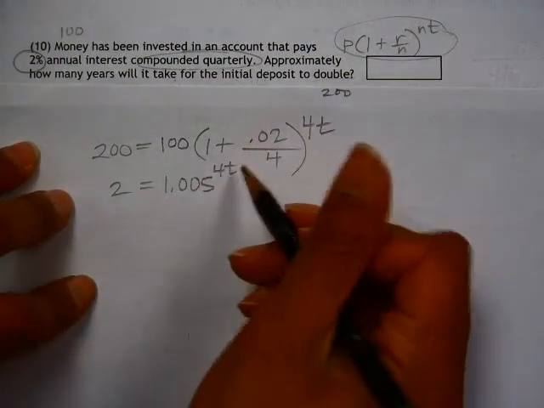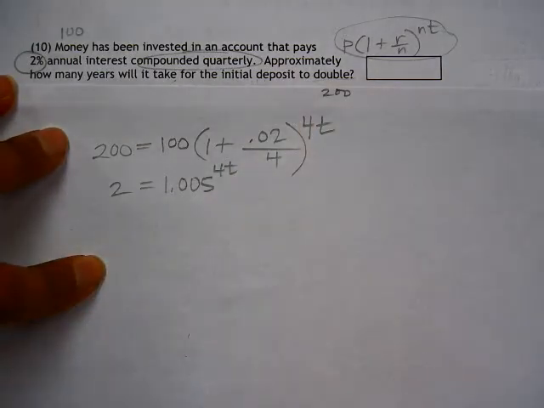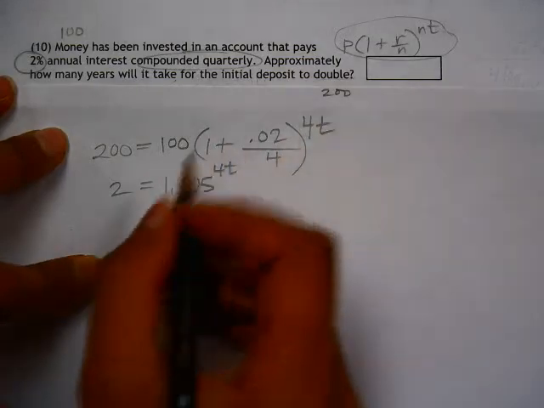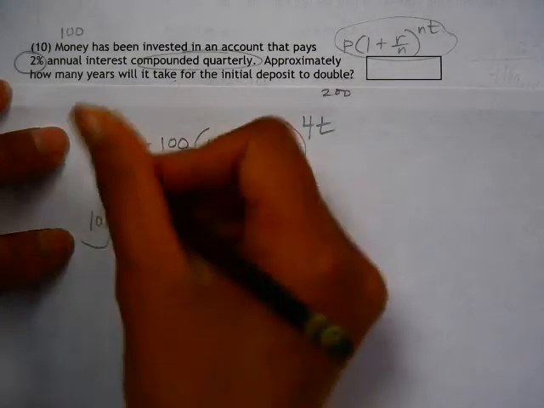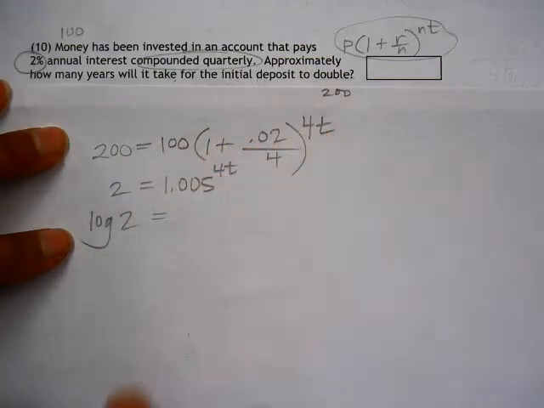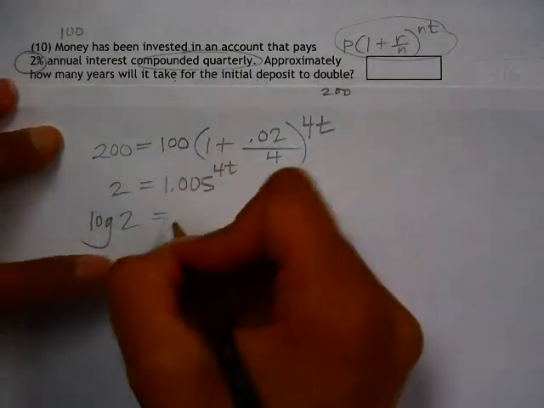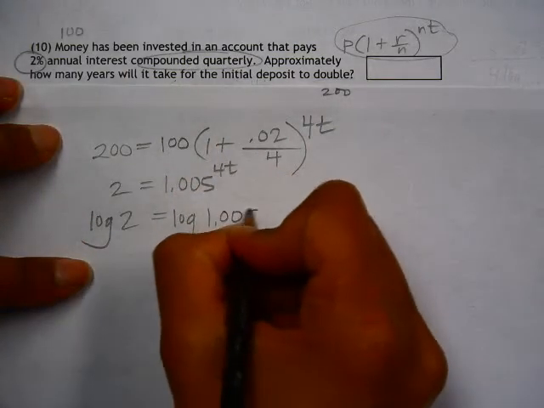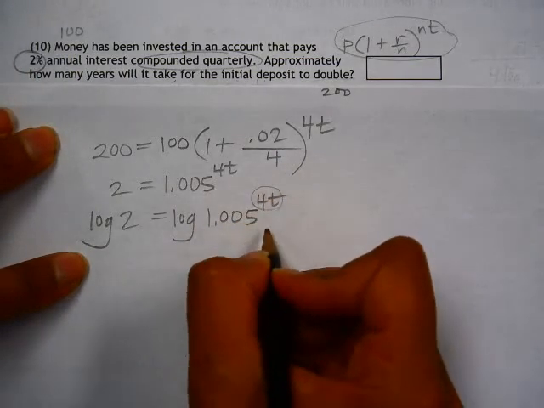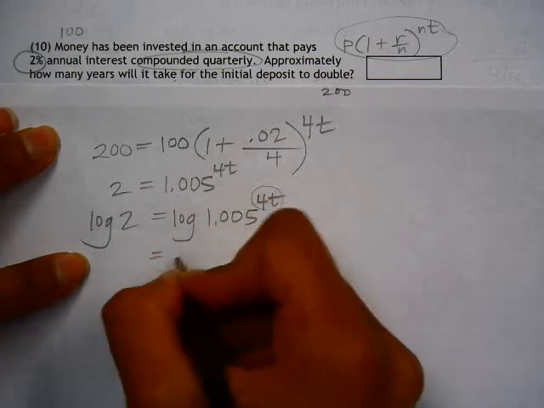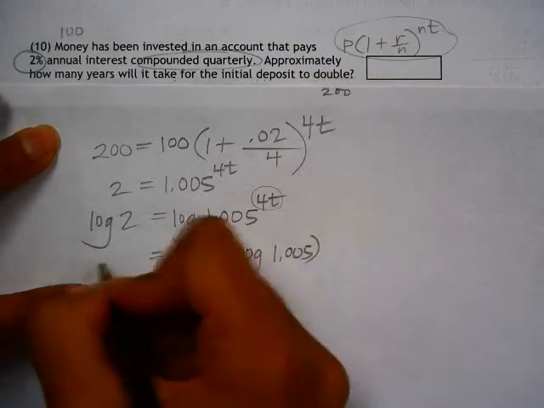In order to solve this, we shouldn't have to guess and check in this unit now that we understand how to use logs to solve exponentials. So if we were to log both sides of the equation, and I'm going to use log base 10 because that way the calculator will be readily useful. So log this side, log this side. What that allows us to do is use the power property to move that exponent in front of this log. So 4t times log 1.005.